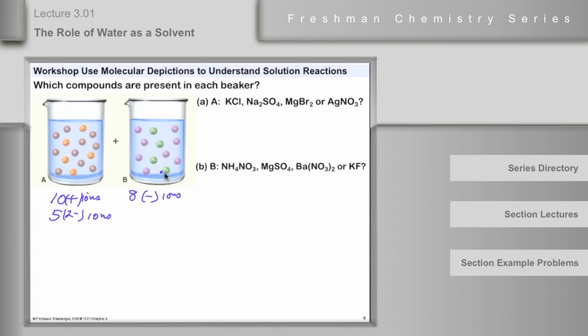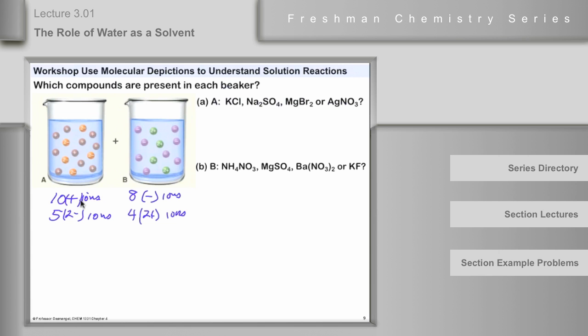And I see 1, 2, 3, 4 dipositive ions, dications. And the question says, which compounds are present in each beaker if these are the possibilities? KCl, Na2SO4, magnesium bromide, or silver nitrate.